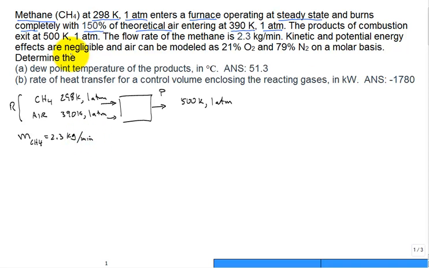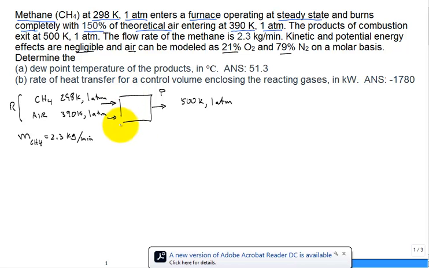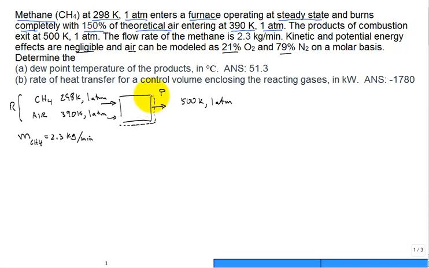Kinetic and potential energy effects are negligible, and the air can be modeled as our standard 21% oxygen, 79% nitrogen on a molar basis. Determine the dew point temperature of the products in degrees C, and then the rate of heat transfer for a control volume enclosing the reacting gases or the combustion. So this will be our control volume around that furnace. So there's our control volume. And our traditional sign convention is that you have a Q dot coming in, and we're going to find that the answer is negative 1,780 kilowatts for Q dot.